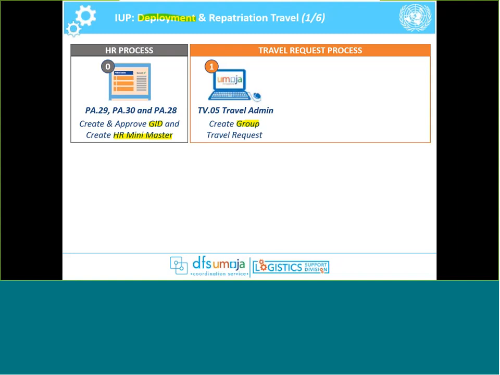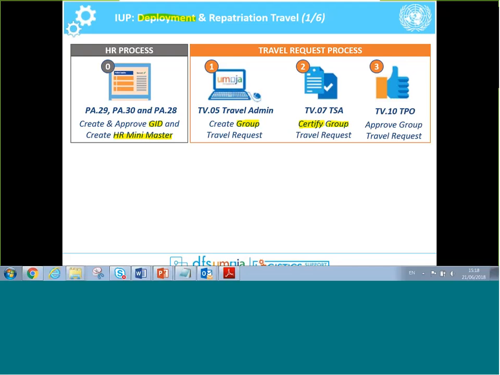This group travel request that you will raise as a travel administrator will then be reviewed and approved by the certifying officer. They will receive the group travel request in the work center, and they will review it and approve it, but for the entire group, not individually. And the same thing for the travel processing officer. The travel processing officer will receive the group travel request in the work center, review the details, contact the vendor to get the final price of the ticket, and approve the group travel request.